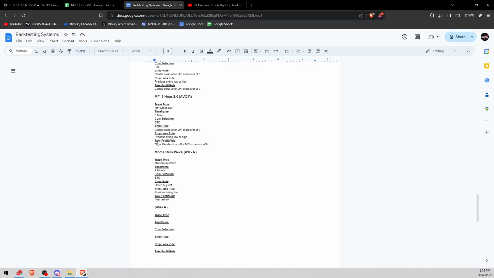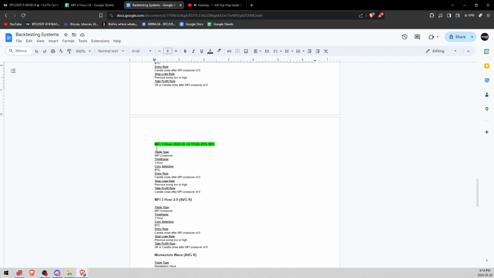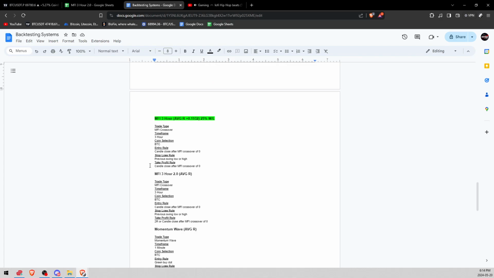And now our take profit rule is a 2R or a candle close after the money flow index crossover of 0. So same thing as the entry rule. It's just as the take profit or exit. But this one differs from this one only being the 2R, which is a 2 times reward to the amount risked.